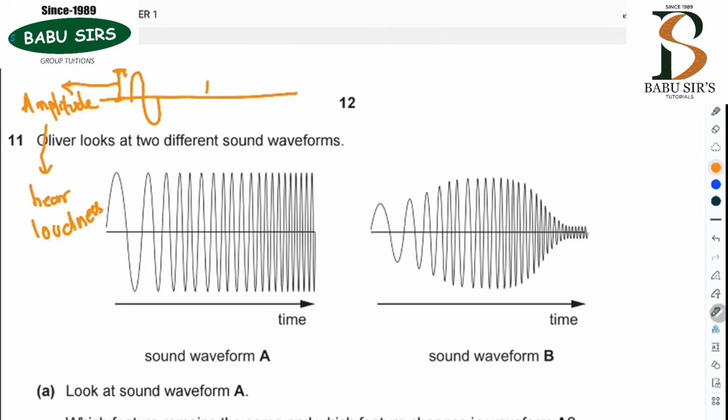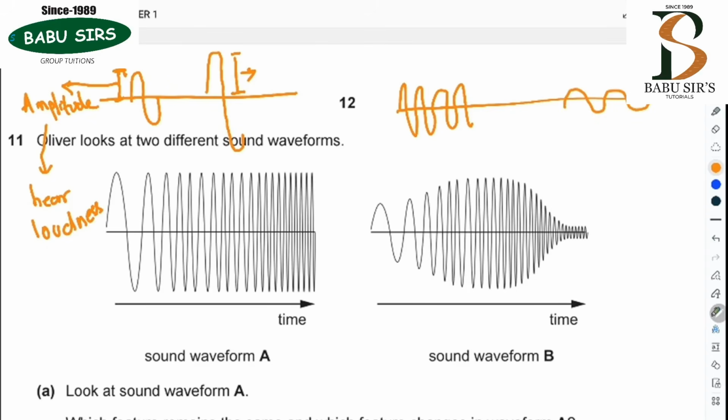So if I draw something like this, you can see this has a bigger amplitude. So here the loudness will be even more. So this is rule number 1. And rule number 2 is the number of waves per second. So suppose here you can see the number of waves are less. So when you see the wave, you will say less frequency.